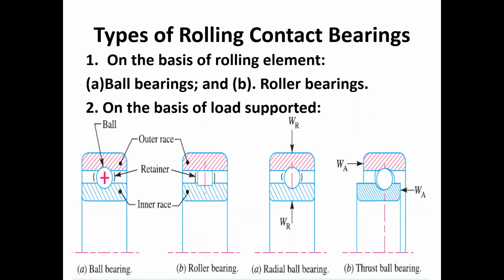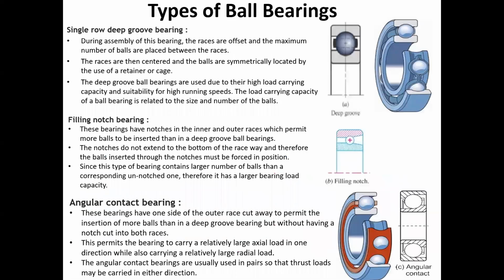If the radial load is supported by the bearing, then the bearing is called a radial ball bearing. If the thrust load is to be supported by the ball bearing or the rolling contact bearing, then it is called a thrust ball bearing. Okay. Now, if we see further, the classification of ball bearing.